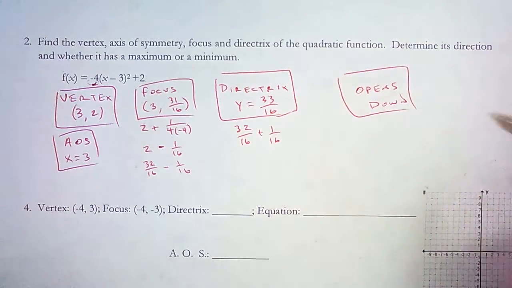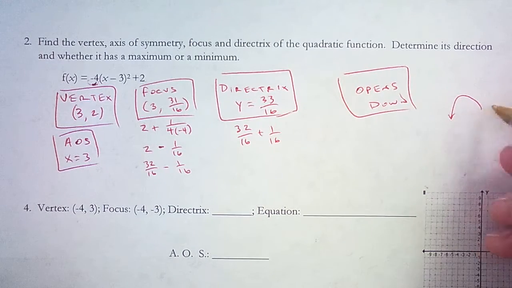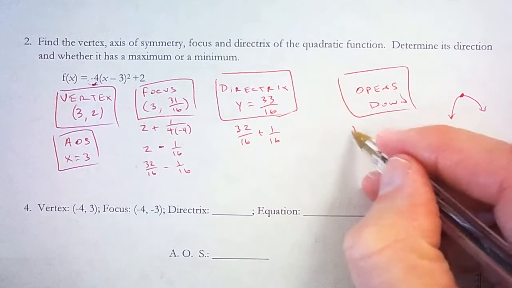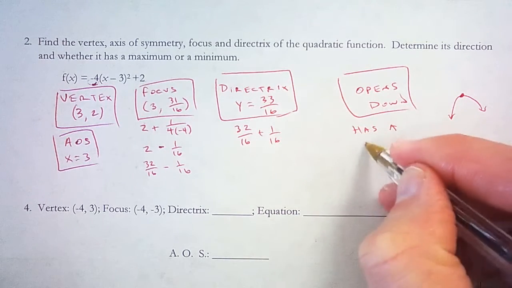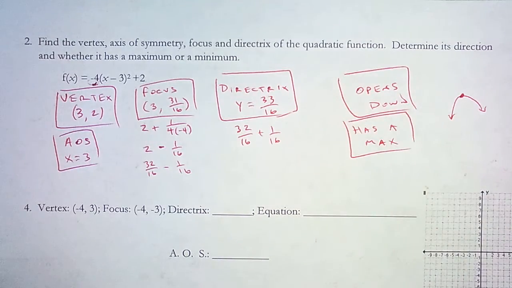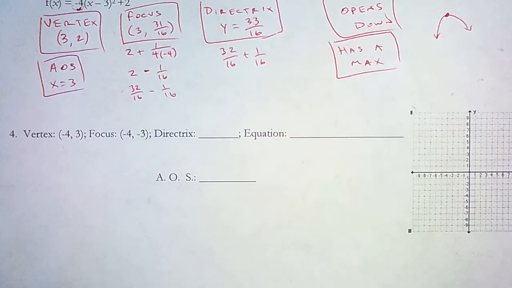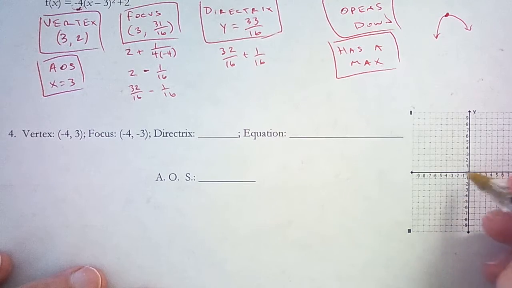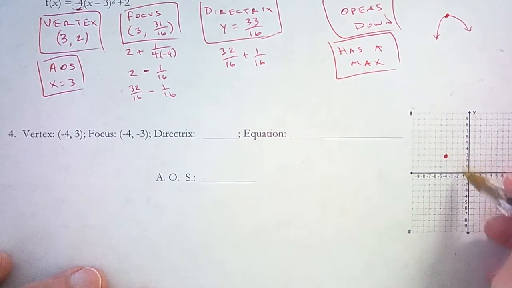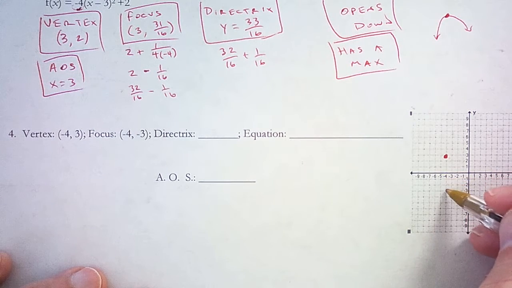Now if it opens downward, that means it looks something roughly like this, and the vertex is up here at the top, so that means it has a maximum. And our last one, we've got a vertex for a parabola at -4, 3. We've got a focus at -4, -3.